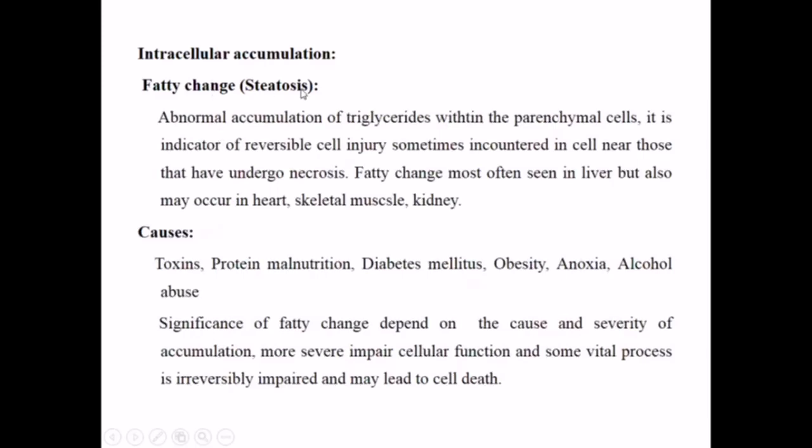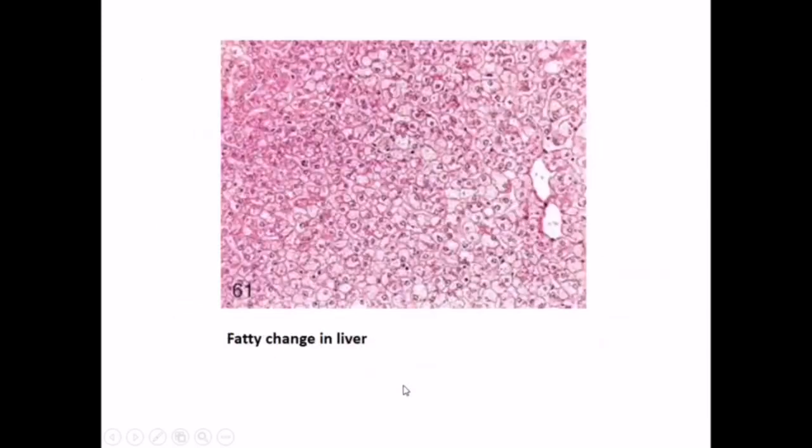First, fatty change, steatosis. It is abnormal accumulation of triglyceride or fat in the cytoplasm of the cell. It is reversible injury. It can happen most in the liver, but also in the heart, skeletal muscle, and kidney. Causes: toxins, protein malnutrition, diabetes mellitus, obesity, anorexia, and alcohol abuse. The significance of fatty change depends on the cause and the severity. If it is severe, it will be irreversible or lead to cell death.